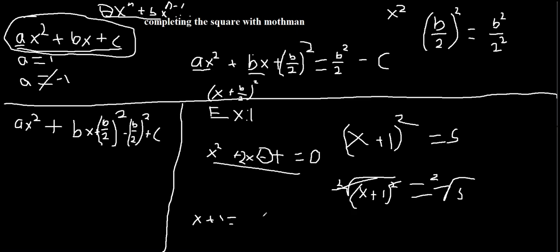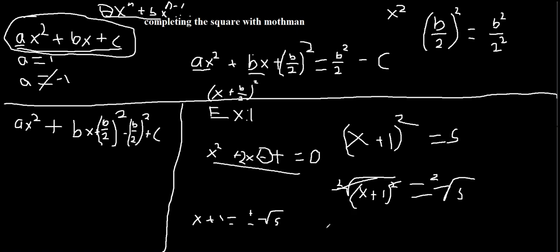Is equal to square root of 5. And remember, whenever you do square roots, you need to add a plus or minus to this side, since it could be anything in there. We're not 100% sure. And then look at that, it's so easy at that point.